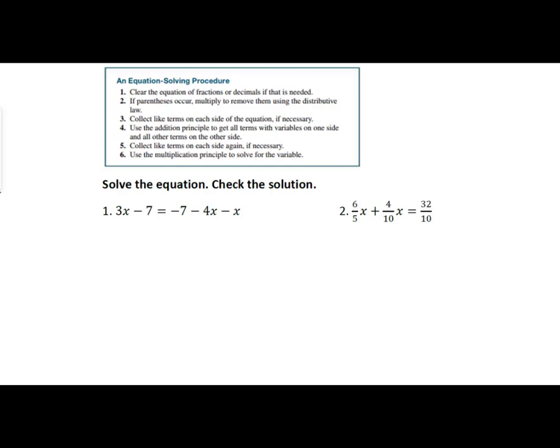So here on this side, we have 3x and negative 7. So one's a variable, one's a number. Over here, we have a number and variable. So I want to combine these two before we get started. So I have 3x minus 7 equals negative 7. A negative 4x and a negative x is a negative 5x.